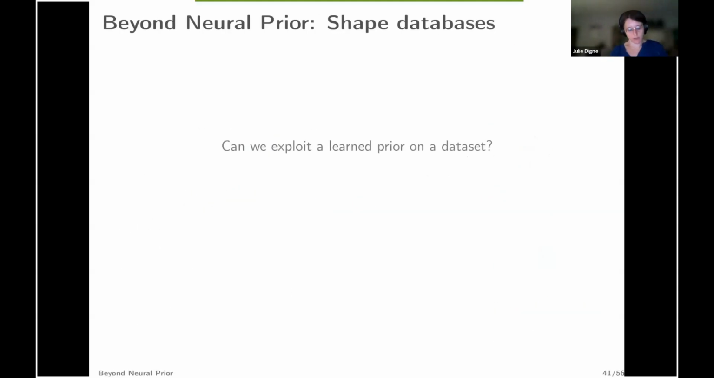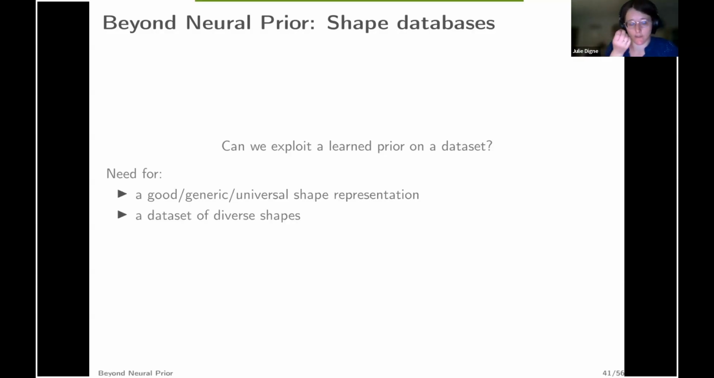So I talked about implicit neural representation, but you might say that I was not doing what I promised I would do, which is to talk about deep learning, really, not as an optimization tool. And of course, we can ask, can we do something better than just using neural prior? And can we exploit a learned prior on a data set? And of course, that's a question which has raised a lot of interest. So for that, we need to have a good generic universal shape representation. And we also need to have, and it's crucial to the success of these methods, a data set of diverse shapes.